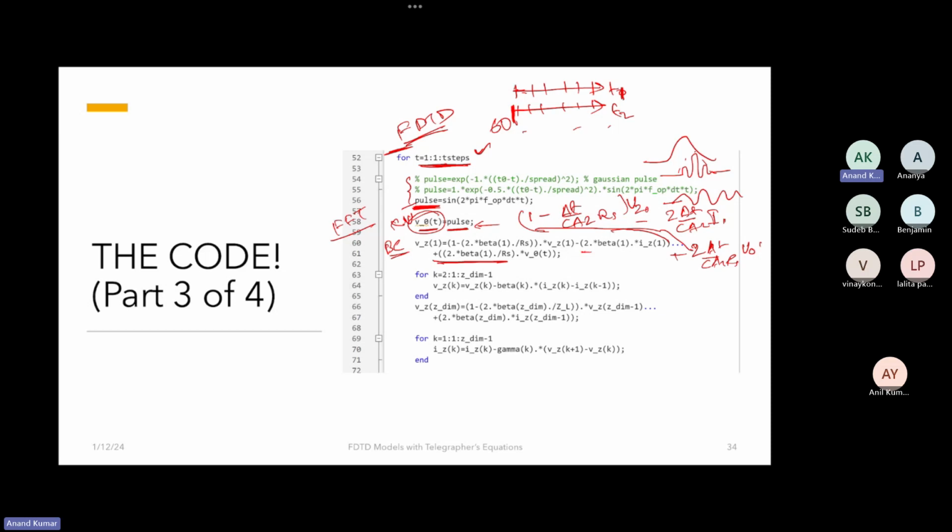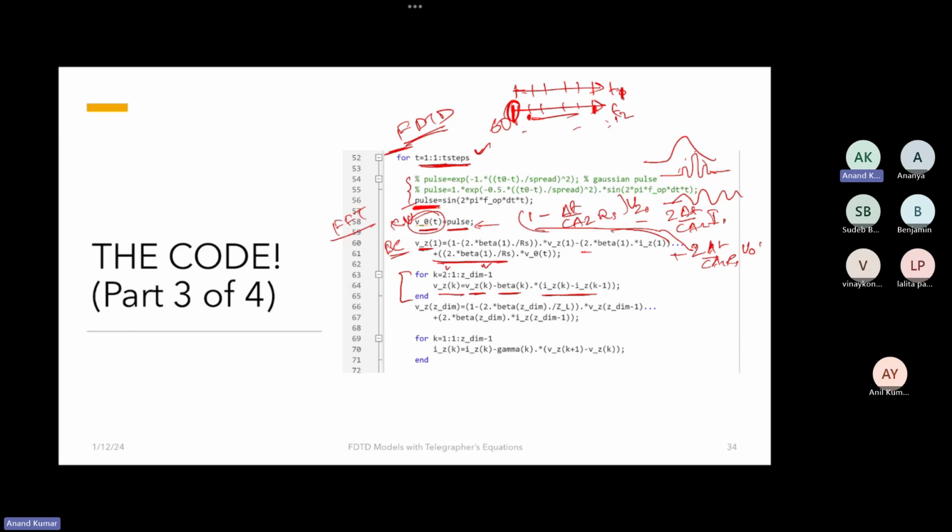Using this we have updated the voltage at the first node, and for the second node to the node before the last node, we update them using this for loop. So we are starting from the second node and we'll run till the second last node, and this is the expression for voltage in terms of the previous voltage, the coefficient and the previous current values.